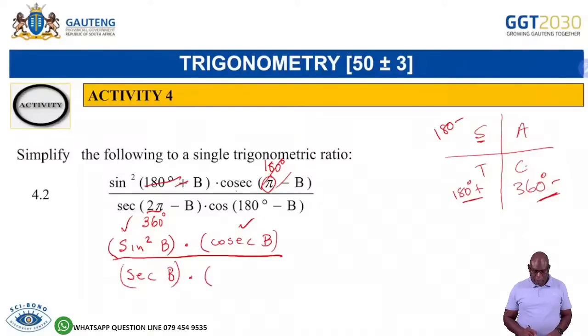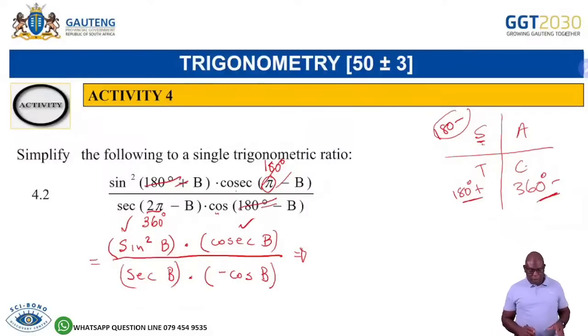Right. Now, cos, it's 180 degrees minus b, it's here. But cos here is negative. So I must just simply write negative cos of b. All right. That's all that we do. Then from there, obviously, I'm going to write it there.